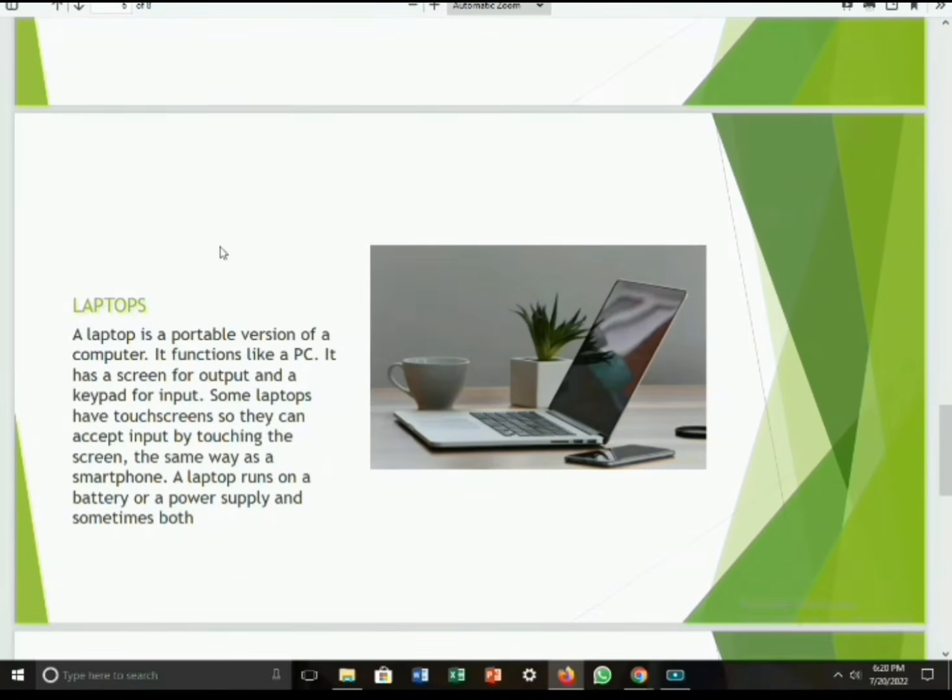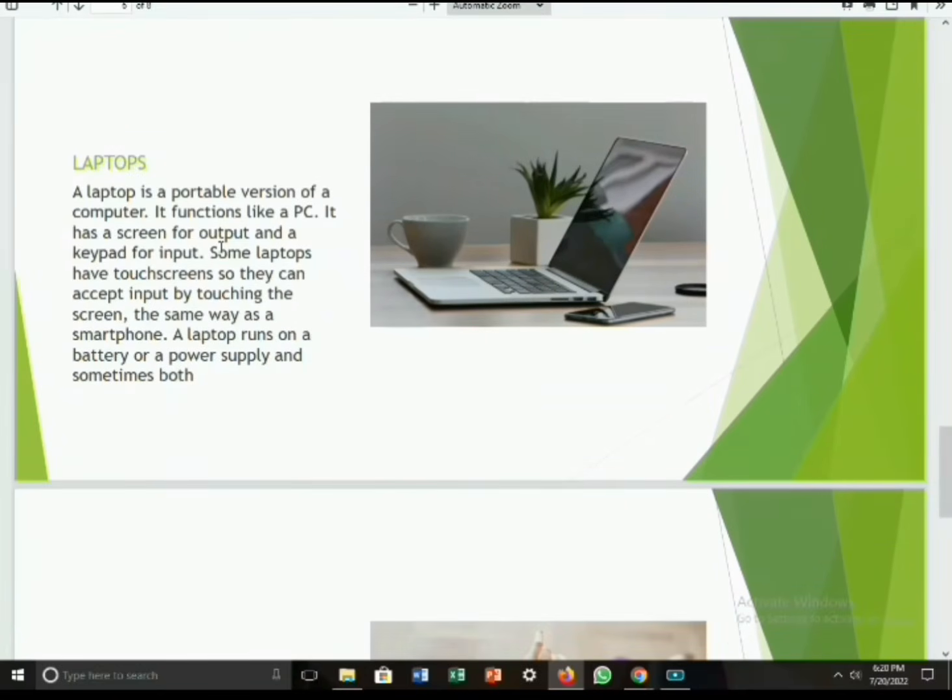And then laptops. A laptop is a portable version of a computer. Yes, you heard that. It functions like a PC. It has a screen for output and a keypad for input. Some laptops have touch screens so they can accept input by touching the screen the same way as a smartphone. A laptop runs on a battery or a power supply, and sometimes even both. So a laptop is basically just like a computer. The difference is that it is portable. You can just carry it around.